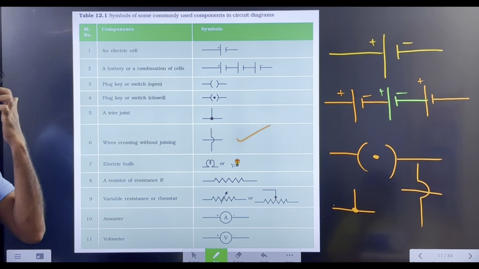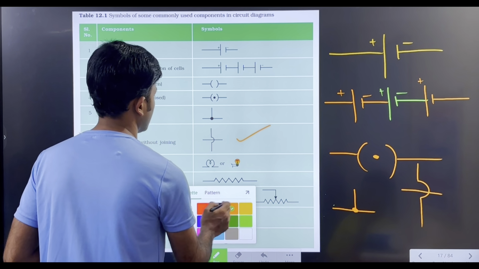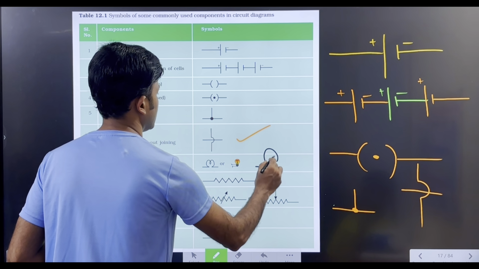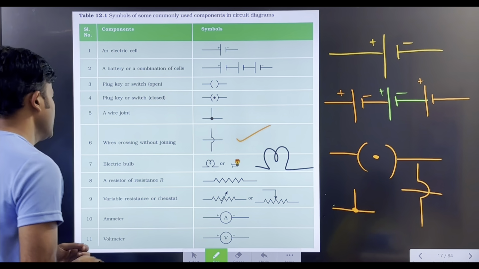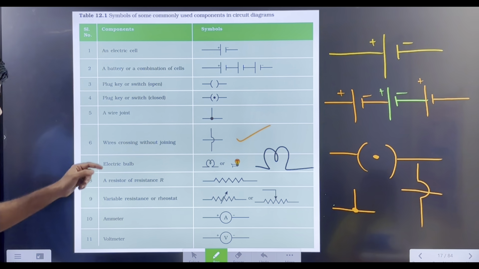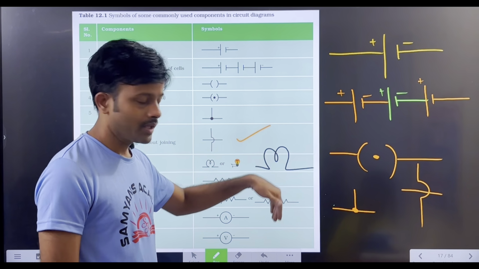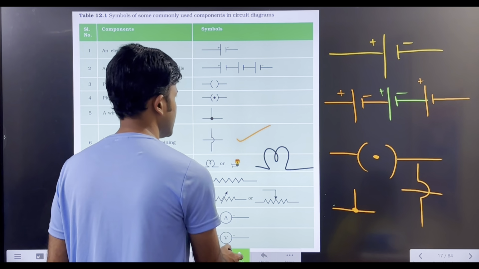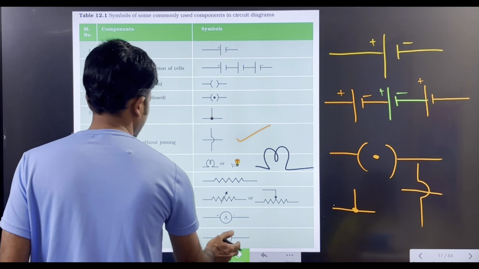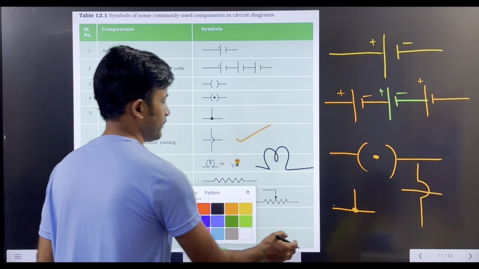Then how do you represent the bulb? This is the symbol of the bulb. By using this symbol we can represent the bulb. And this is the symbol of the resistor. Why are speed breakers given here? Here we have so many speed breakers, right? So what is the meaning of these speed breakers?